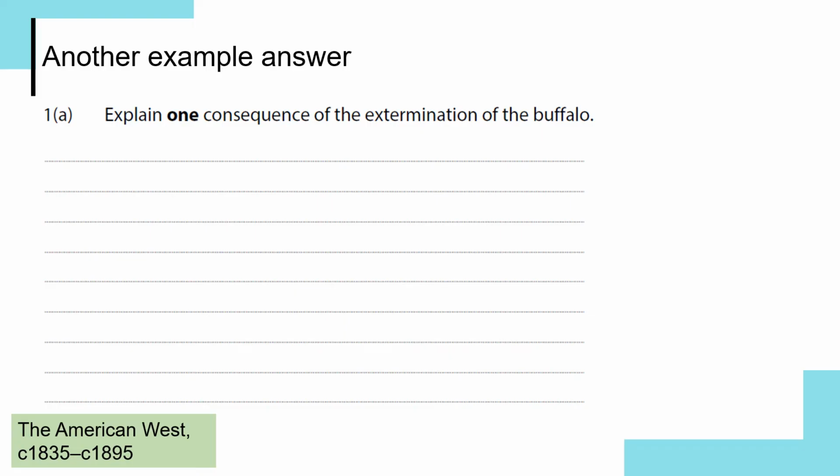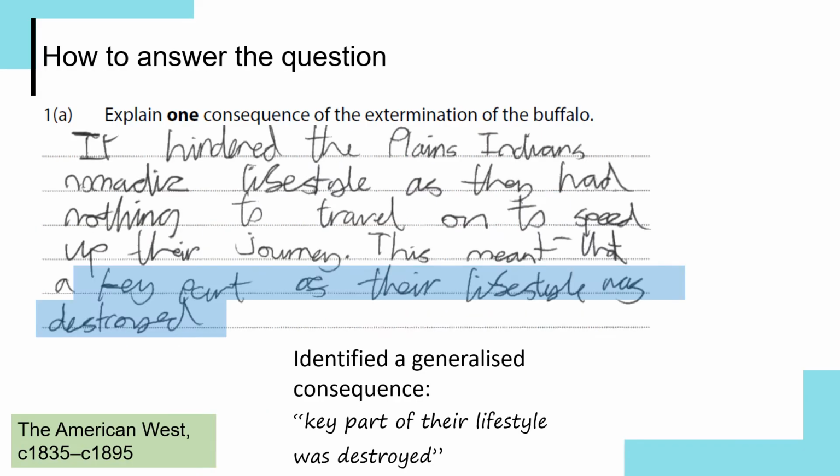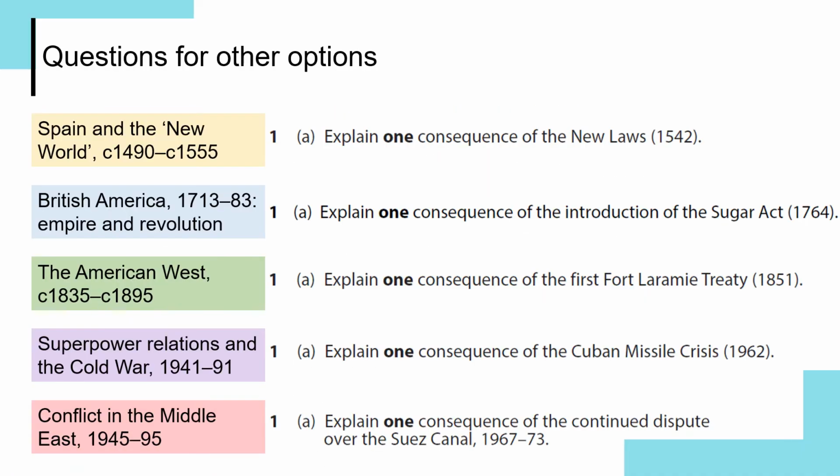Let's look at another example answer. The candidate has provided a generalised comment about a consequence. A key part of their lifestyle was destroyed, but they're missing something. They haven't provided specific detail to support the consequence they've identified. So this answer is only awarded 1 mark. Here are some additional practice questions for all of the topics available for this paper.